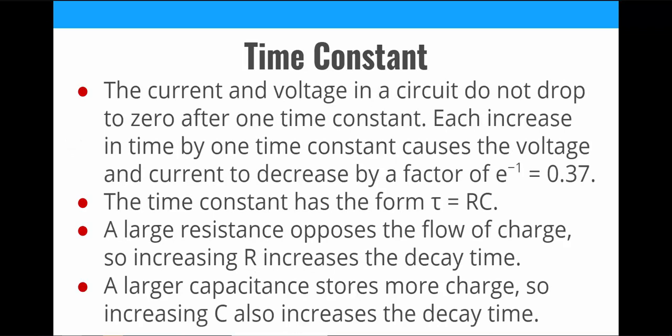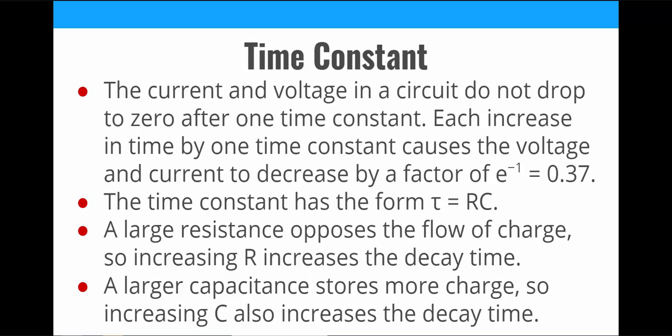Okay. So, the current and the voltage in the circuit do not drop to zero after one time constant, that would be too simple. Each increase in time by one time constant causes the voltage and current to decrease by a factor of e to the negative 1, because t would be 1. And that would equal 0.37. So, for the first time constant, you're going to lose about 37% of your current or voltage. After two time constants, not another 37%.